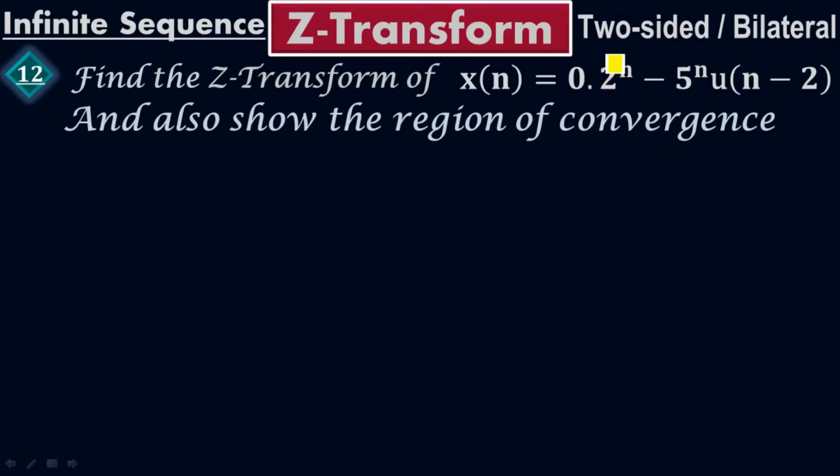Therefore, two-sided signals are bilateral signals. These are just two different names. Whether you call it two-sided or bilateral, bi means two. It is one thing.